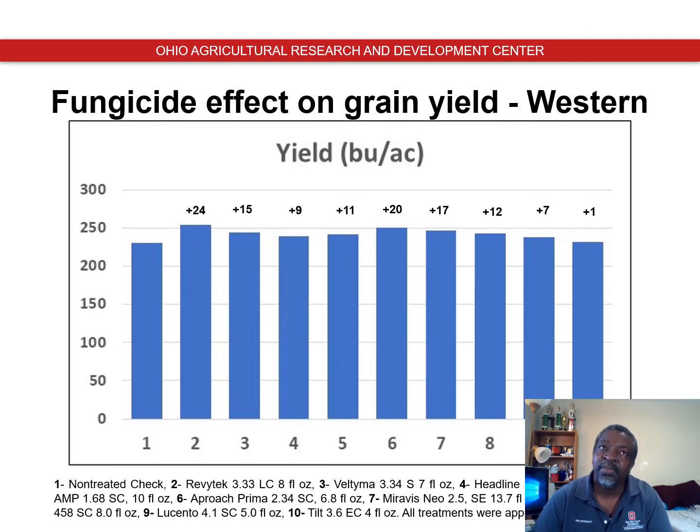But again, the fungicides that were most effective in terms of reducing disease severity were also the most effective at increasing yield, with yield increases ranging from 7 to 24 bushels. So all in all, in 2021, we saw the benefit to fungicide application, not only from a disease control standpoint, but also from a stalk quality standpoint, as well as a yield response standpoint.